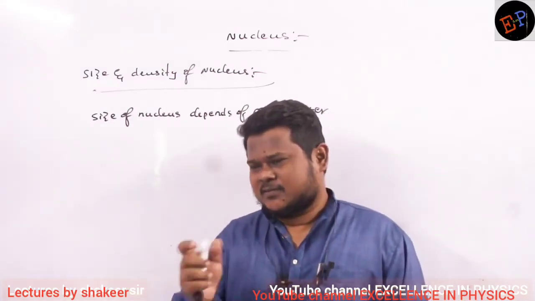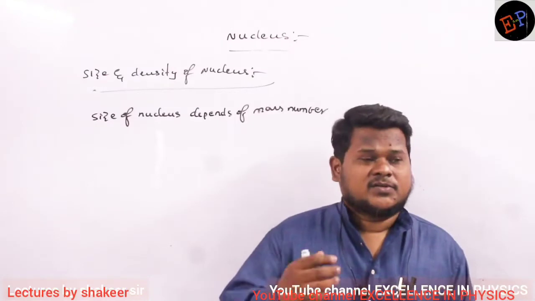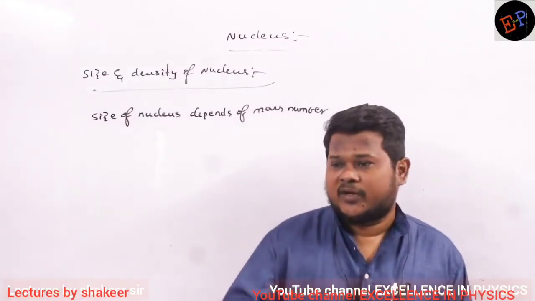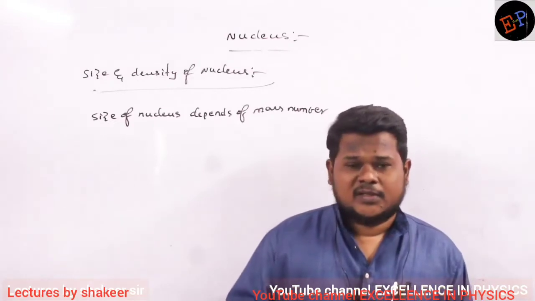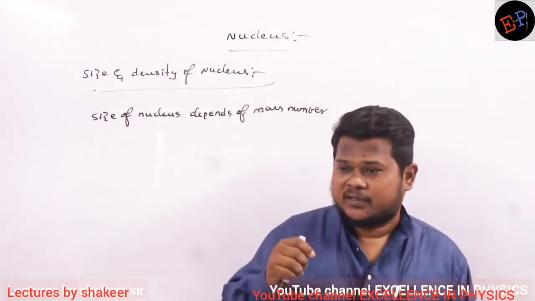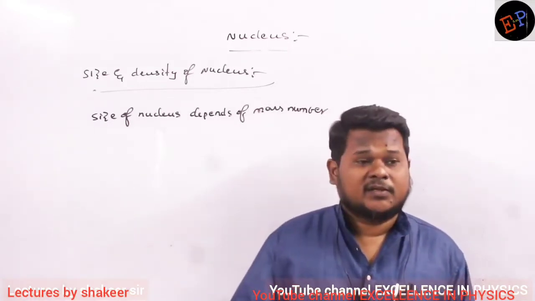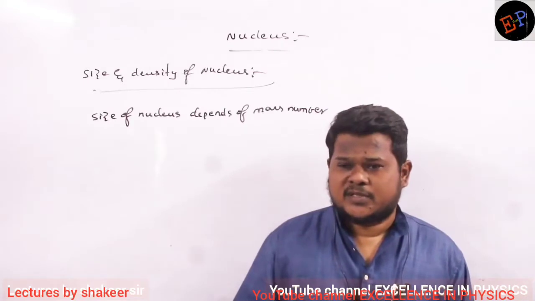Similarly, if you take argon, atomic number 18, clear? So 18 protons are there, and nearly 20 or 22 neutrons are there. Are you able to understand? Similarly, if you take gold, how many protons will be there inside the gold nucleus? 79 protons will be there, and a very huge number of neutrons also will be there. Are you able to understand now?